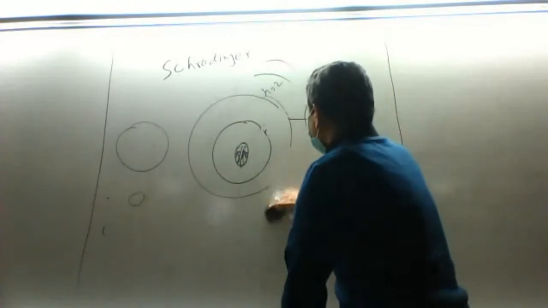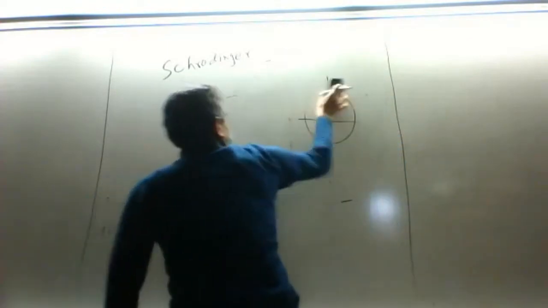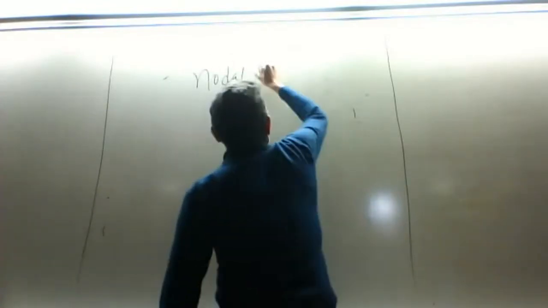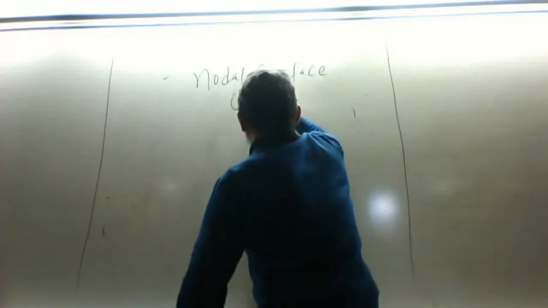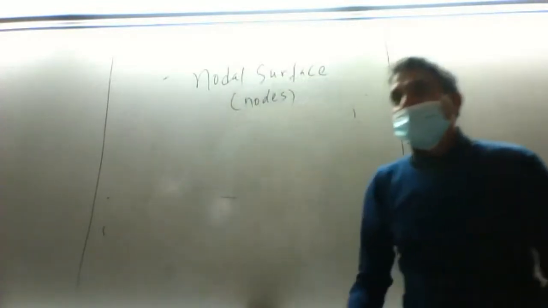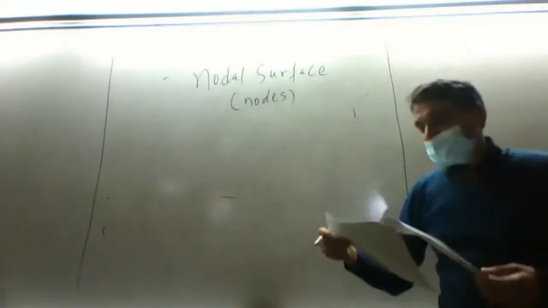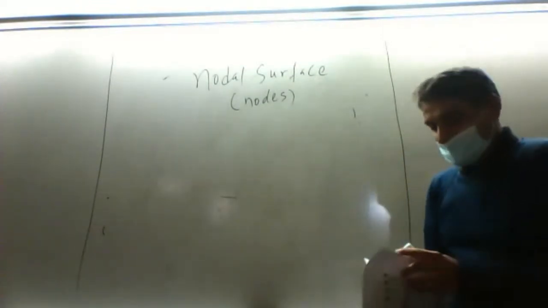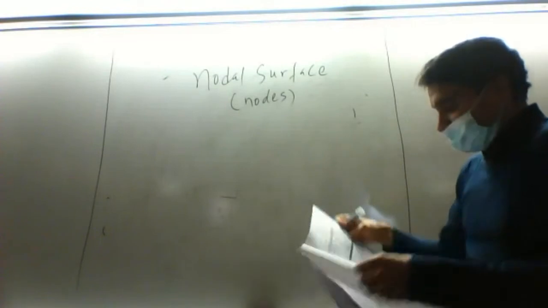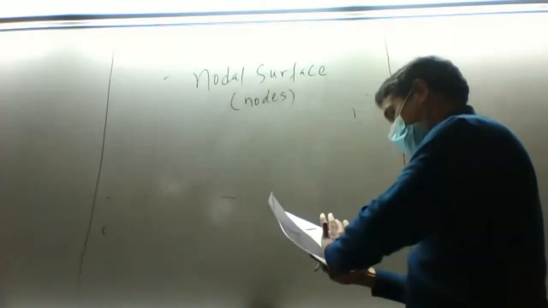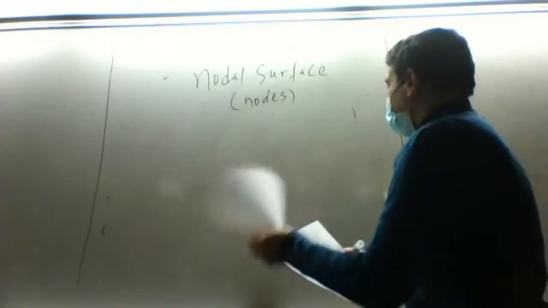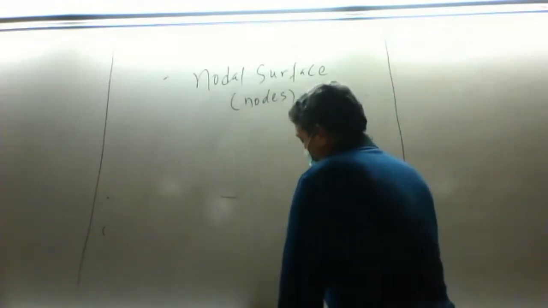All right. Now let's talk a little bit about nodes and nodal surfaces, or they are simply called nodes. A node is a place where you don't find the electrons. I already told you. So suppose we have a node here.